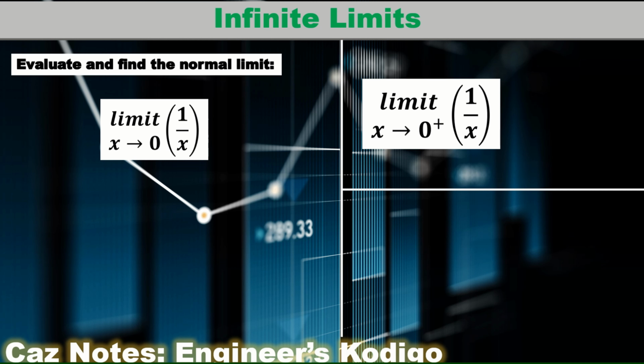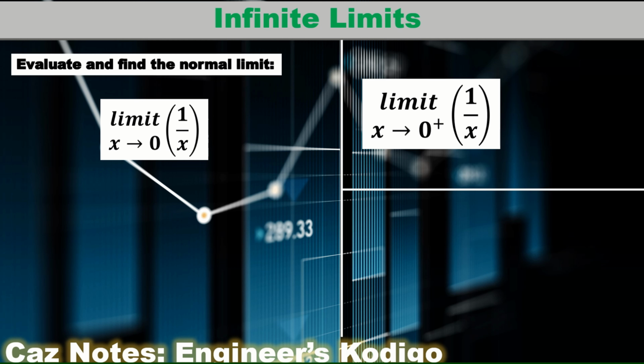So let us calculate this limit as x approaches 0 from the right. That means we are going to divide 1 by a positive number that approaches 0. Take note, as we move closer and closer to 0, the number becomes a very small number, right? And what do you think will happen if we divide a whole number by a very small number? What do you think will be the result?